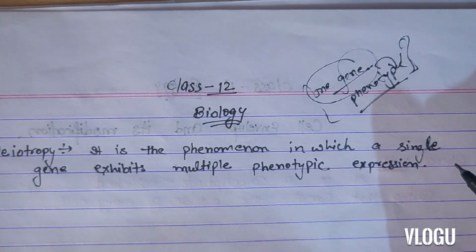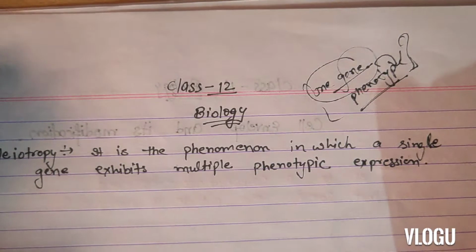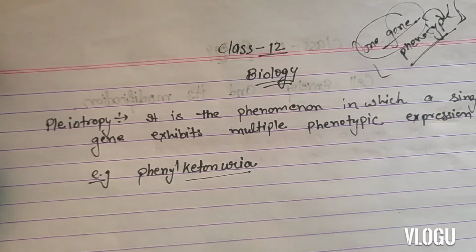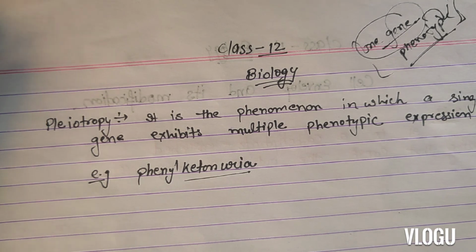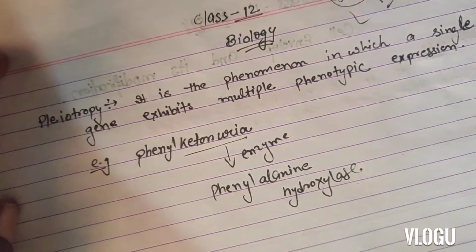Let's understand this by taking two examples. One example is phenylketonuria. This disease is caused by a mutation in the gene that codes for the enzyme phenylalanine hydroxylase.